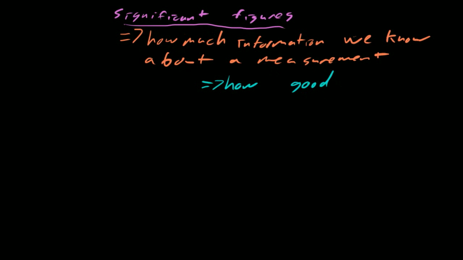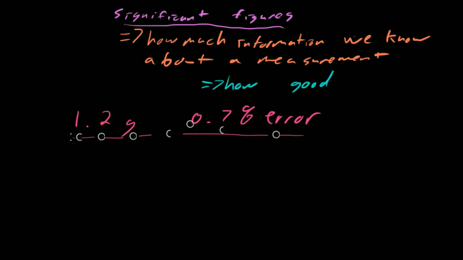The way significant figures do this, I don't know if you've seen this before, is not by saying, well, we have 1.2 grams of some substance, and that measurement has got a 0.7% error. Maybe you've seen this in the past, and it's definitely useful to be able to calculate the percent error in your calculations.